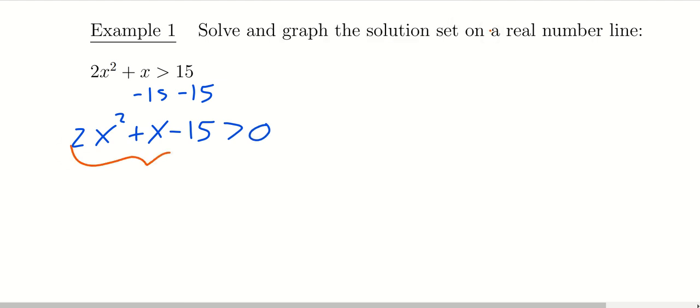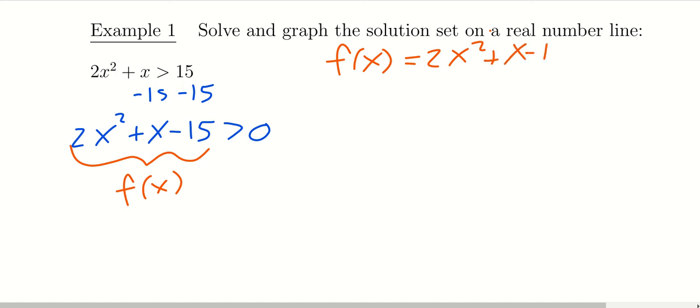This portion on the left-hand side, that's the thing that we're going to label f of x. So let f of x equal 2x squared plus x minus 15, and we're now going to use that to find our boundary points.